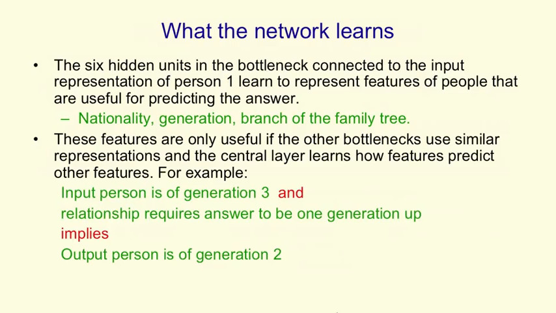So, for example, if the input person is of generation 3 and the relationship requires the output person to be 1 generation up, then the output person is of generation 2. But notice, to capture that rule, you have to extract appropriate features at the first hidden layer and the last hidden layer of the network, and you have to make the units in the middle relate those features correctly.